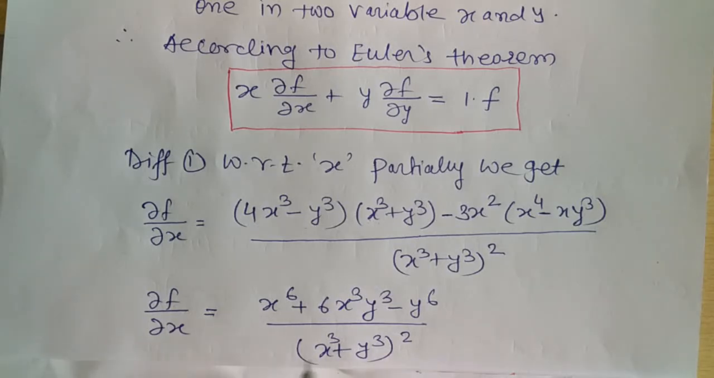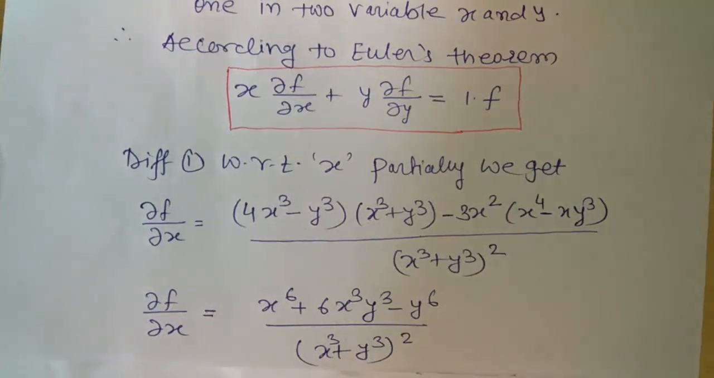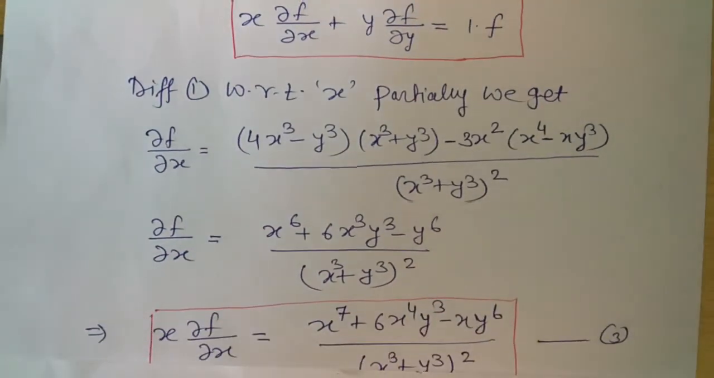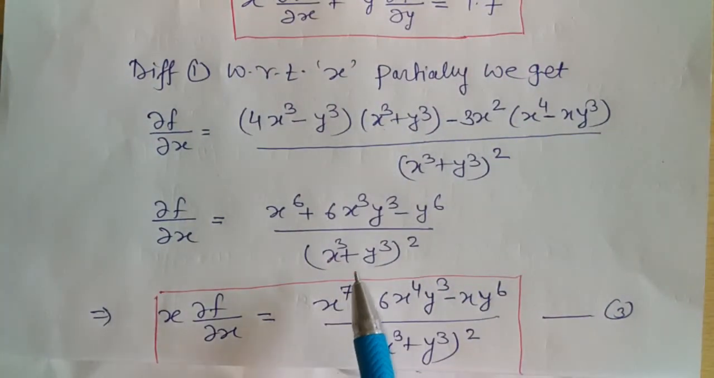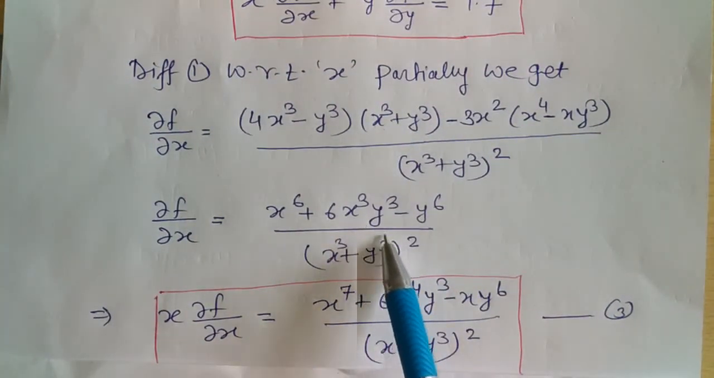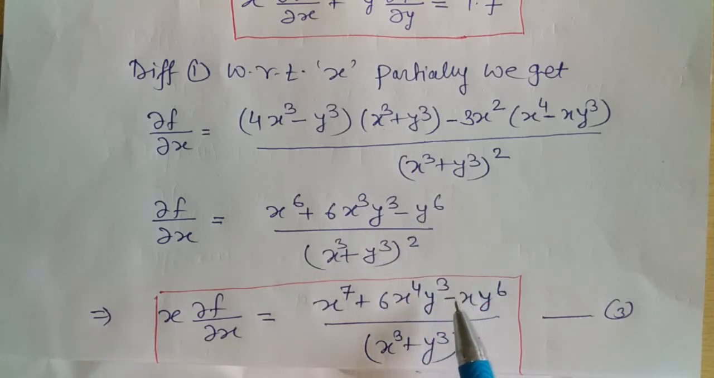Now we multiply this expression by x, we get x del f by del x equal to x power 7 plus 6x power 4 into y cube minus x into y power 6 upon (x cube plus y cube) whole square.